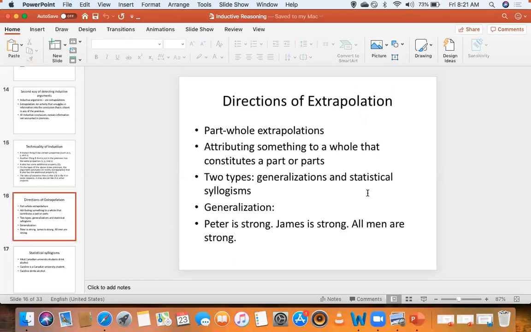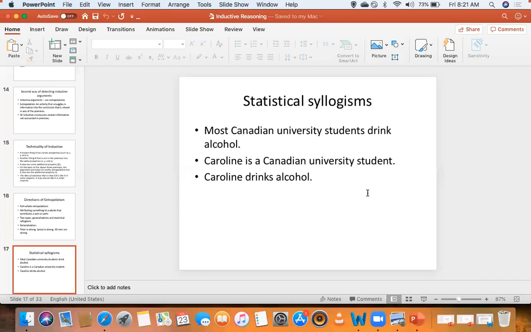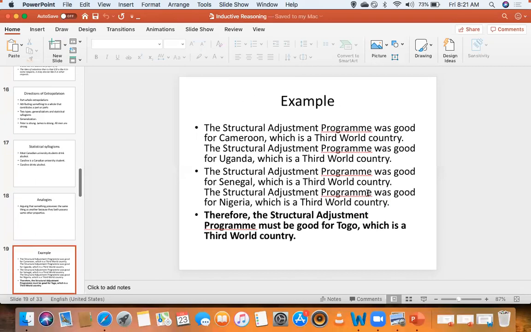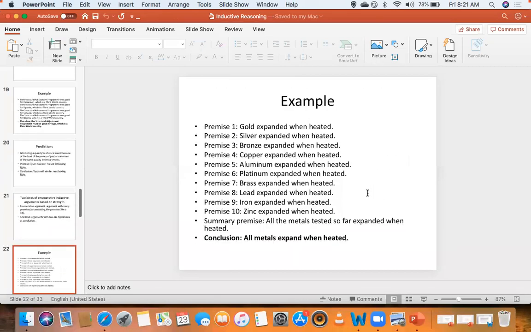Then we saw the nature of inductive arguments. We say they are extrapolations. We saw the different kinds of extrapolations. We saw generalization, statistical syllogisms, analogies, predictions.